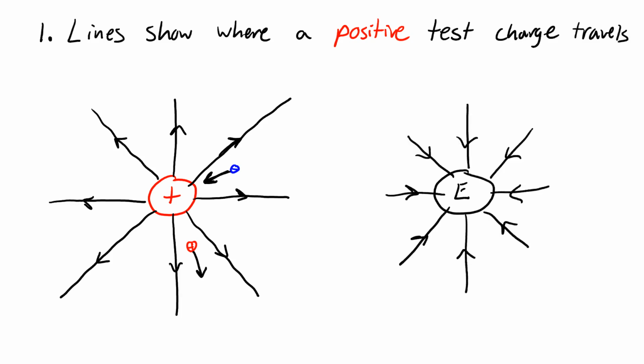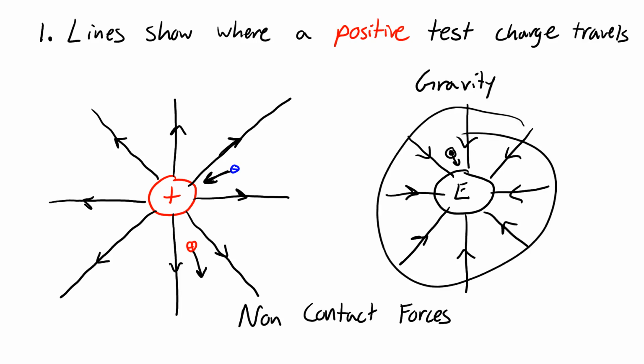If you have planet Earth here, those are the field lines for Earth. And if you have a mass here, it's going to be attracted to Earth. So these are both examples of non-contact forces. We started the year by talking about gravity. And we didn't really talk about the field lines as much with gravity because, honestly, they're not as interesting. It's only an attractive force.